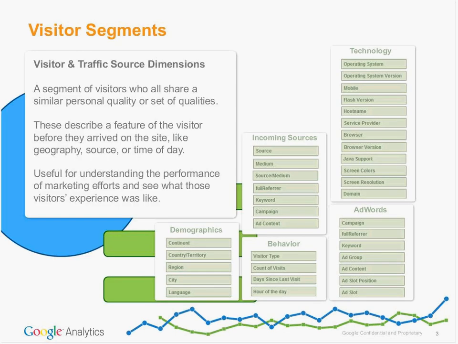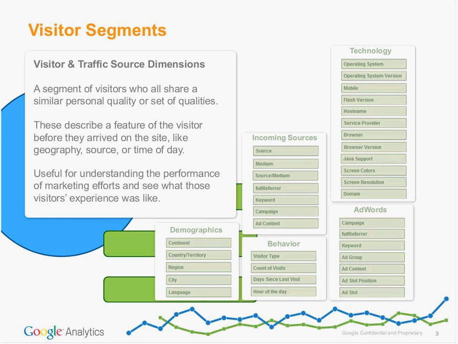A segment is a group of visitors who have in common some quality about themselves or the way they got to your site. Some quality before they arrived on your site is the key idea here. And by picking one or more visitor qualities, you can learn more about what visitors do once they arrive on your site.